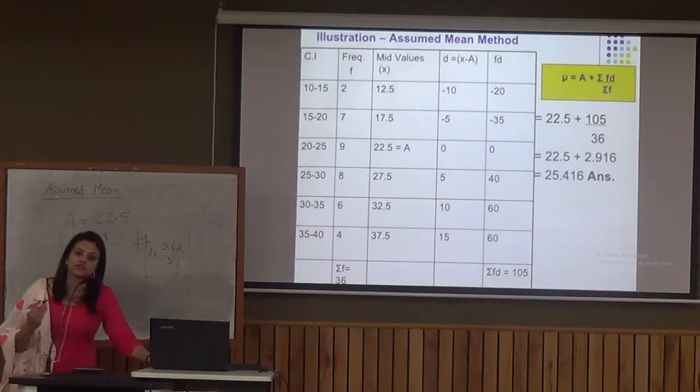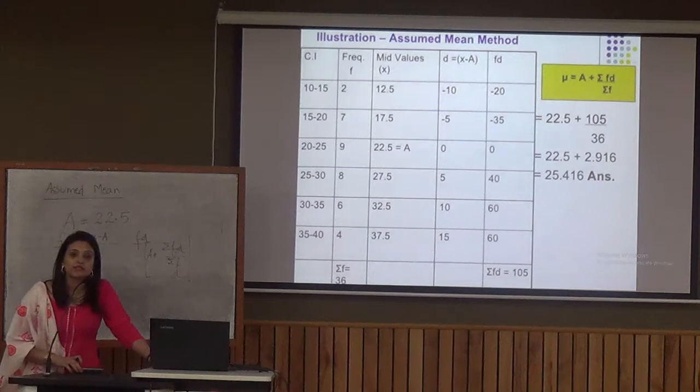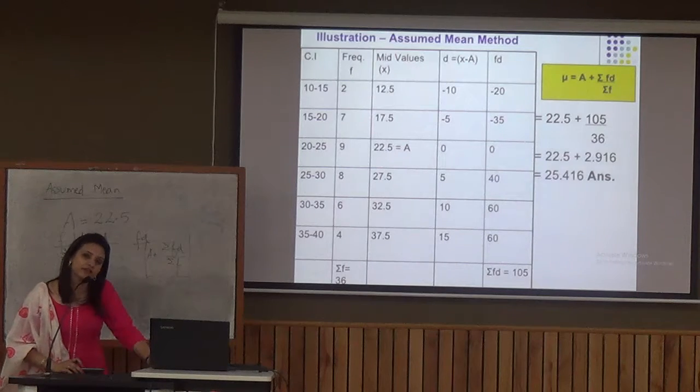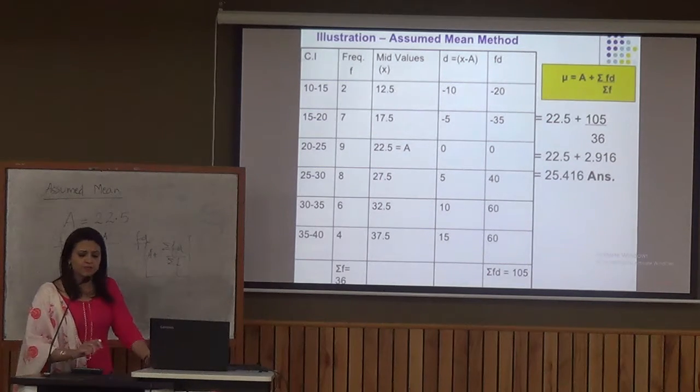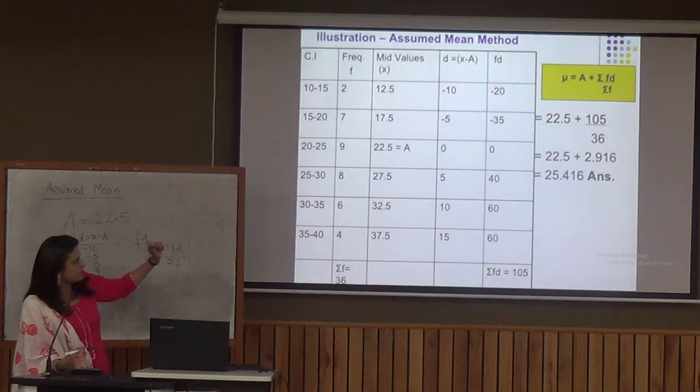Now another method to make the calculation even simpler for you all is just an extension. Can you see there is something common in all the d's here? What is that?